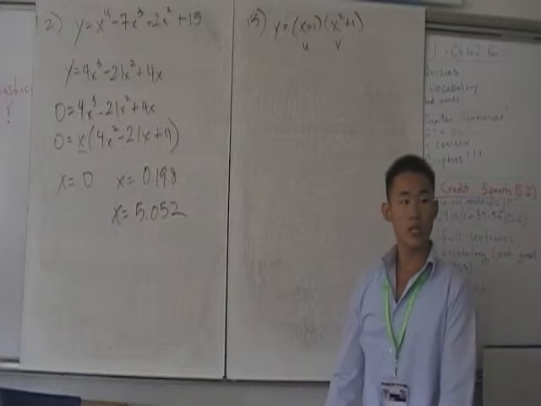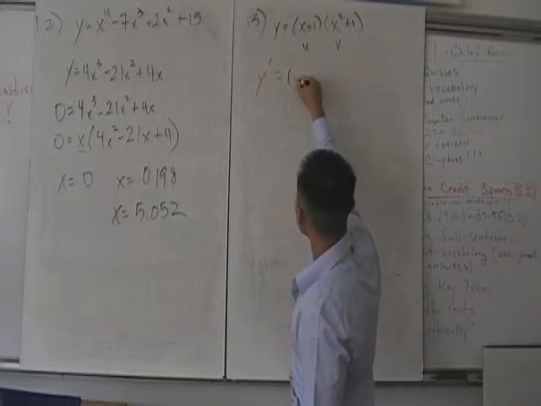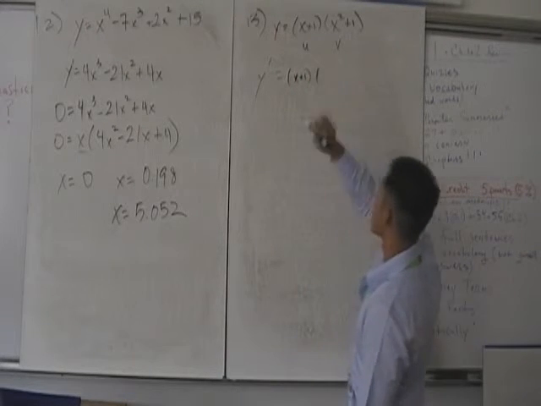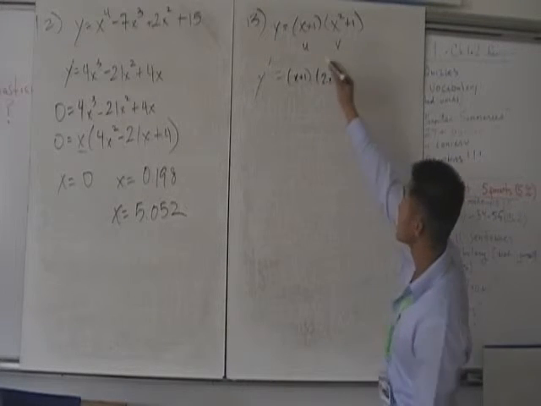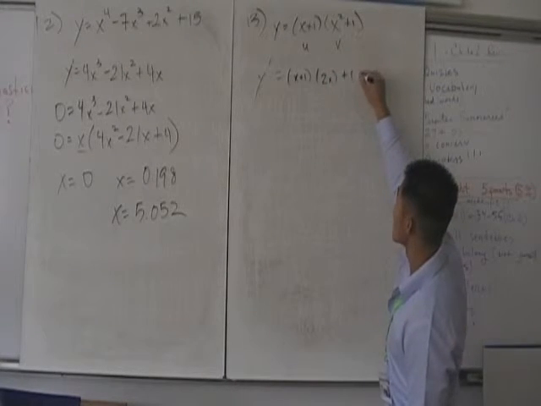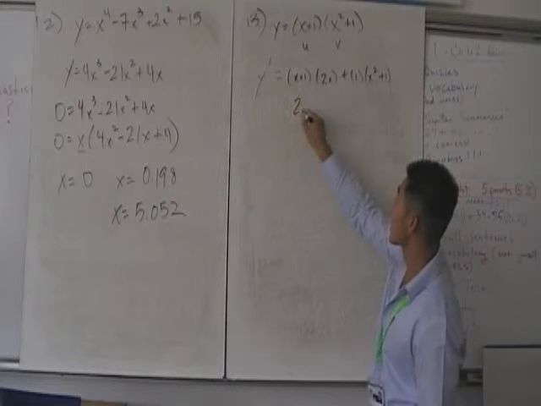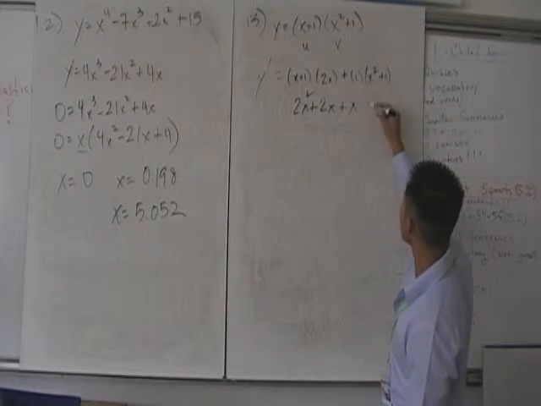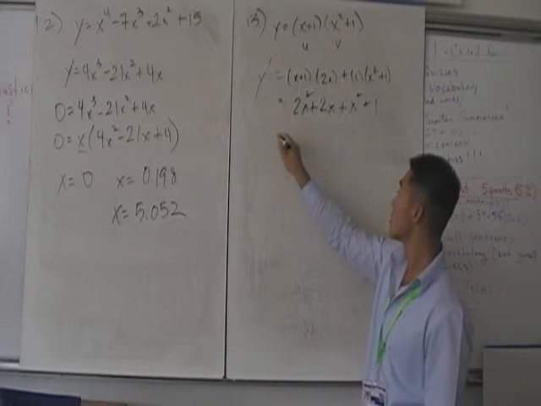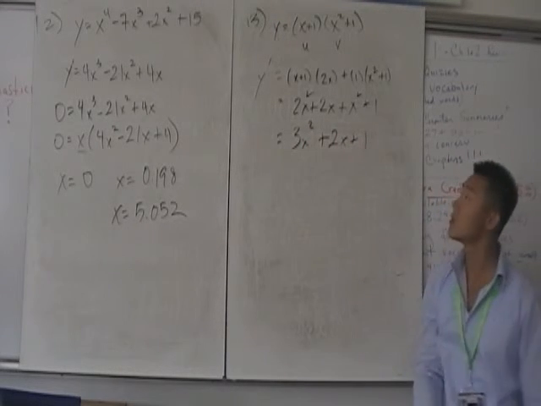The derivative is x plus 1 times the derivative of v, so 2x, plus the derivative of u, which is just 1, times v. So you have 2x squared plus 2x, plus x squared plus 1. That gives you 3x squared plus 2x plus 1.